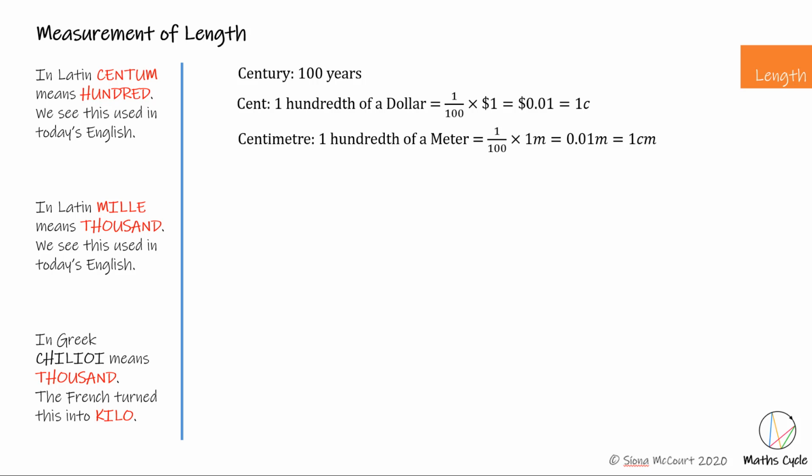And we have centimeter. Centimeter is 1/100th of a meter. So that equals 1/100th multiplied by 1 meter is 0.01 of a meter, which is 1 centimeter.